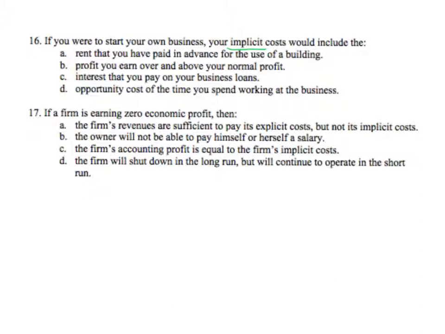But anyway, implicit costs. Rent that you have paid in advance? Nope, that involves somebody writing a check to somebody else, or paying cash, or transferring funds. Profit you earned over and above your normal profit? No, we're talking about costs, and profit is a combination of revenues and costs. Interest that you pay on your business loan? Nope, money's leaving your bank account and going back to the bank, or whoever loaned you the money.